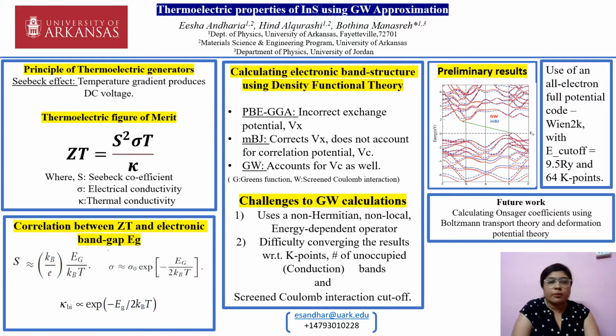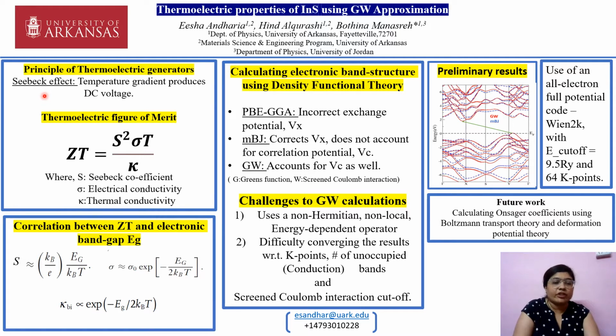And the main aim of this project is to correlate different electronic structure calculation methods with the output thermoelectric performance of bulk materials. So the thermoelectric generator operates on a simple principle of the Seebeck effect, which is nothing but conversion of temperature gradient directly into DC voltage.